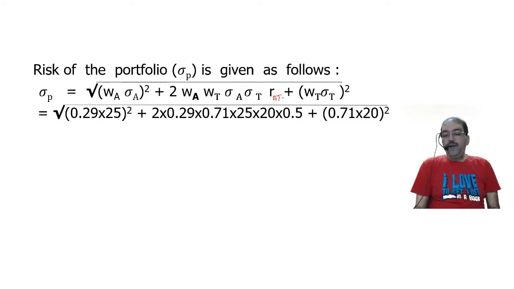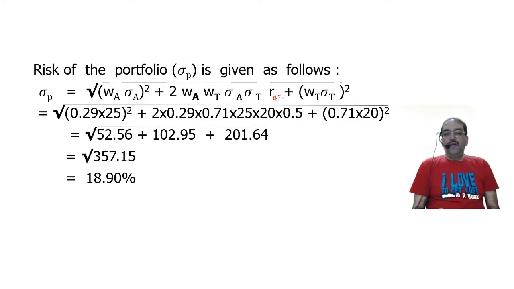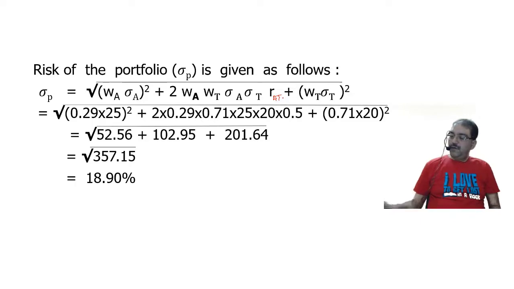plus 0.71 into 20 the whole square. Evaluate. Take the square root. It is 18.90%.